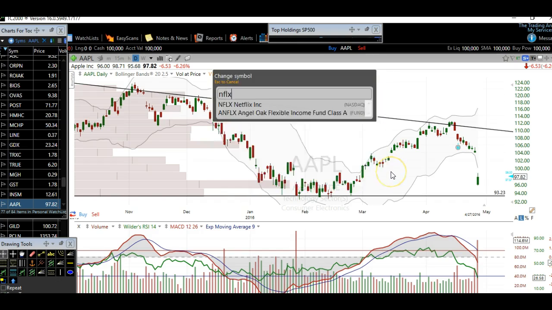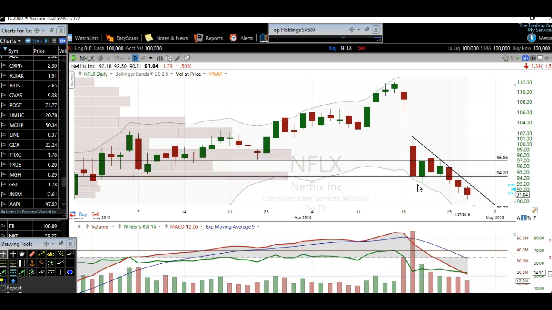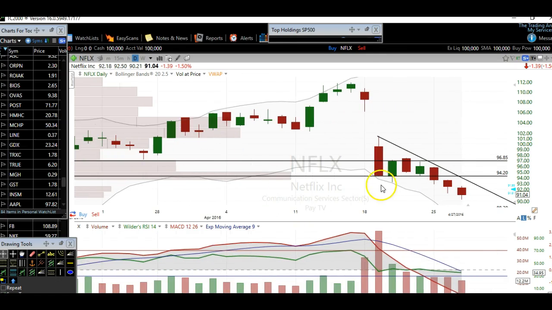I'm going to touch on Netflix really quick. Netflix, as I've been pointing out, we've got this break below this support right here. Okay, and that is the signal for Netflix to head lower. It hit our personal target of 91 for our short-term puts, so that was a nice score for our members.